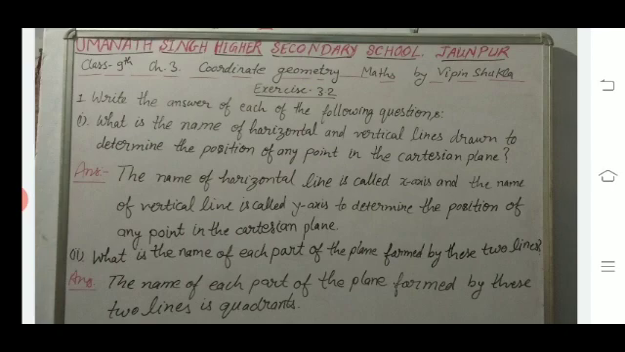Horizontal line. What is the horizontal line? The horizontal line is called x-axis and the vertical line is called y-axis. So how do we write the answer? The name of the horizontal line is x-axis and the name of the vertical line is y-axis, to determine the position of any point in the Cartesian plane.